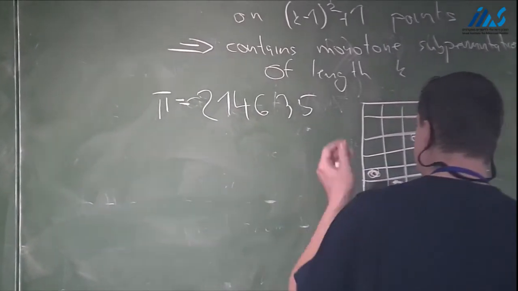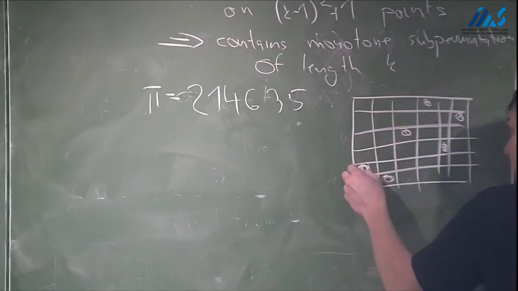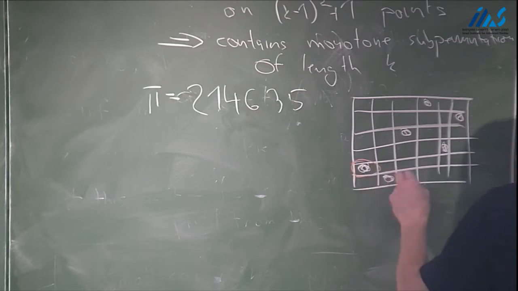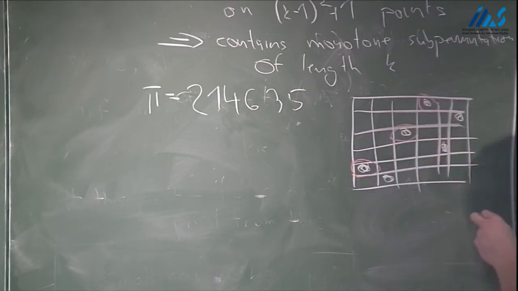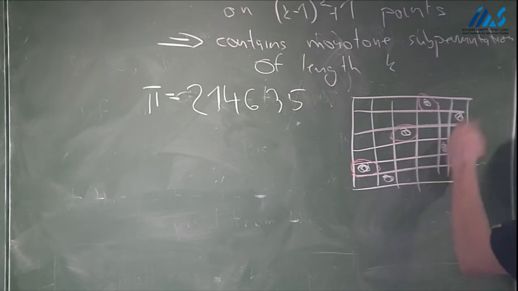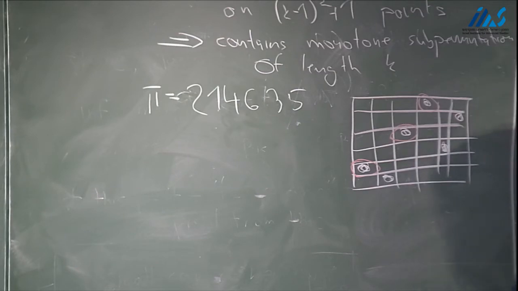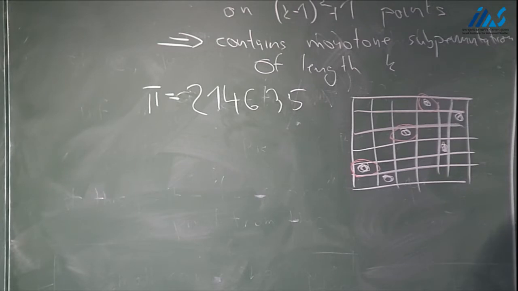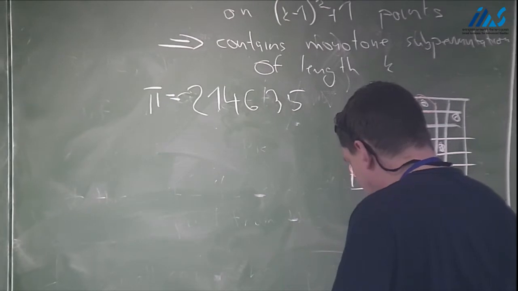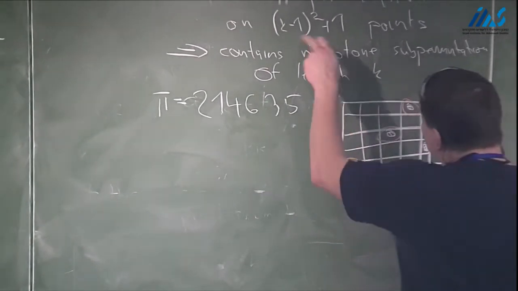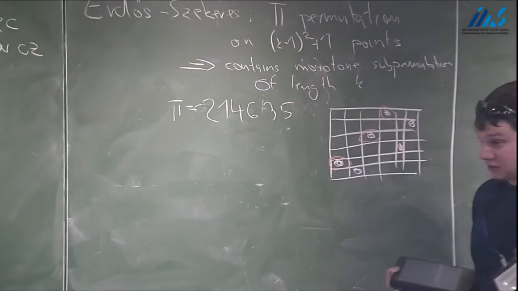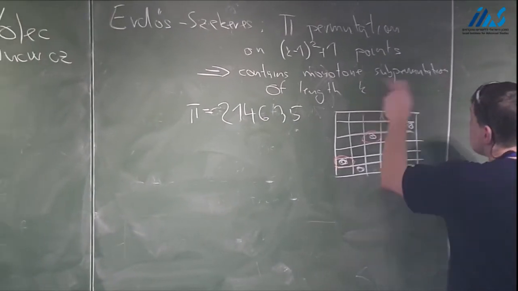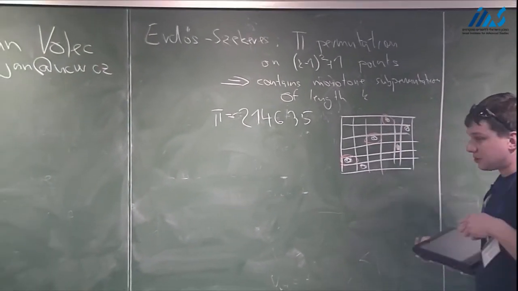Let's say that a particular subpermutation would be, for example, this one. I choose some columns, not necessarily consecutive, and I look at the subpermutation induced. I look at the pattern that is induced by those columns. So, for example, this would be one subpermutation of length 3 that is monotone increasing. Okay. So I know that when my permutation has at least this many points, I at least contain one monotone subsequence, one monotone subpermutation of length k.